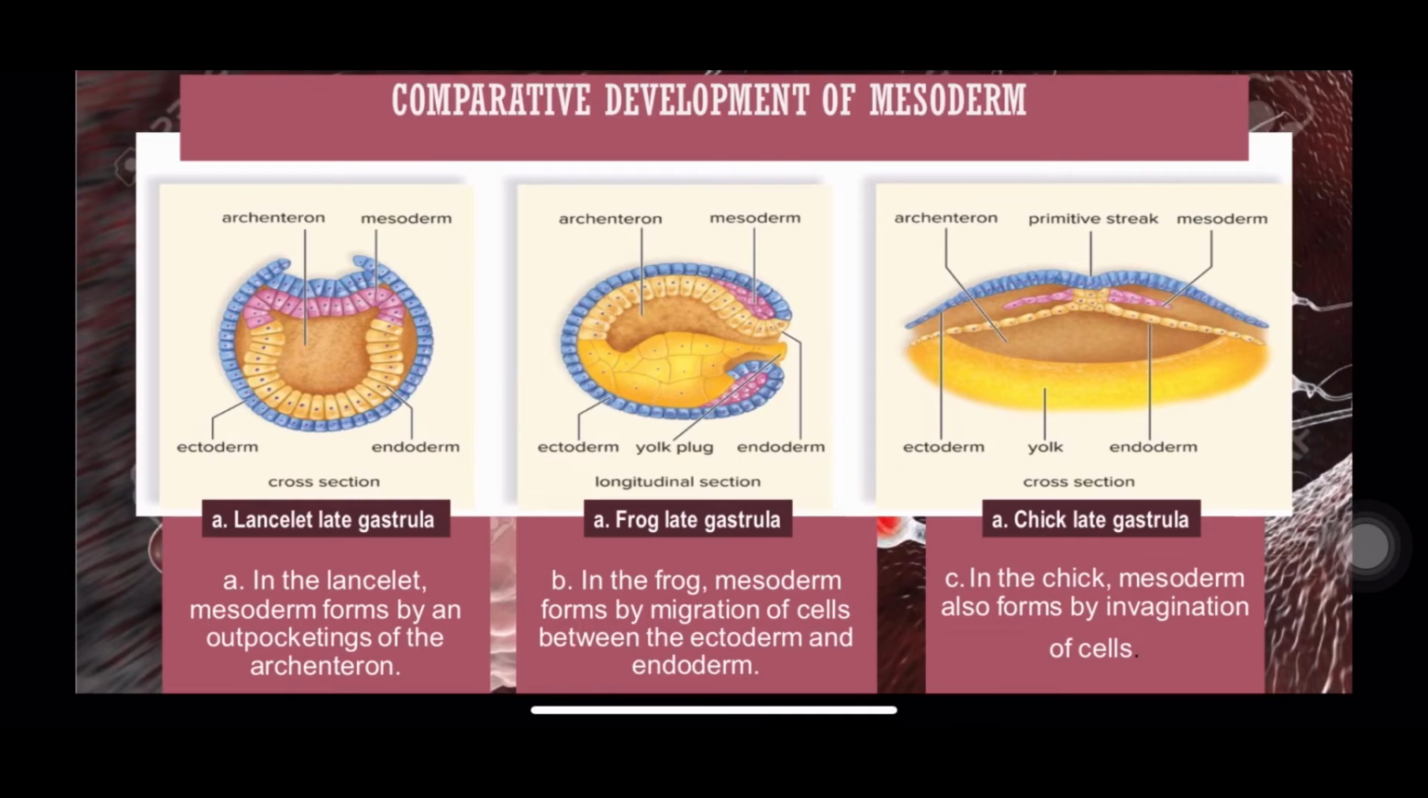Because of its appearance, this furrow is called the primitive streak. Later, the newly formed mesoderm splits to produce coelomic cavity.